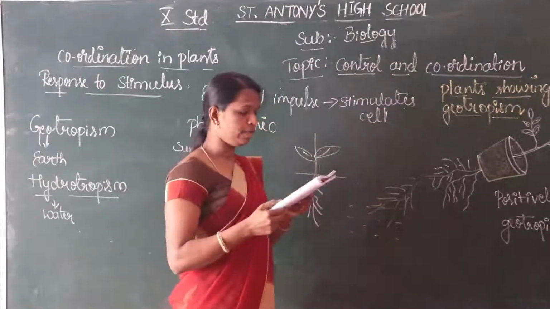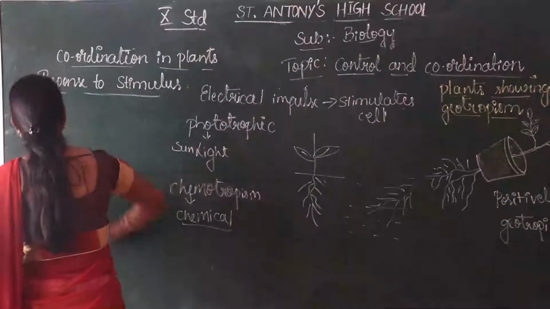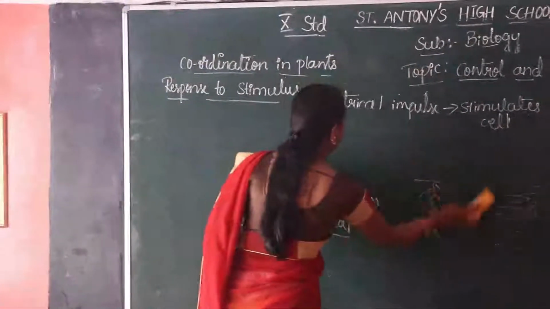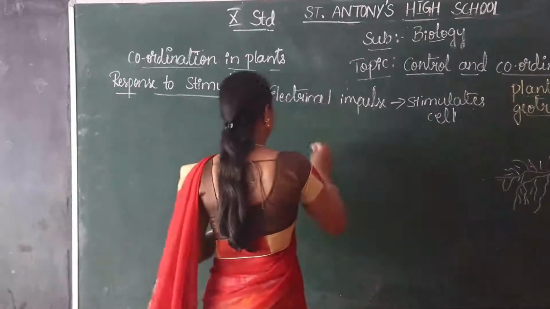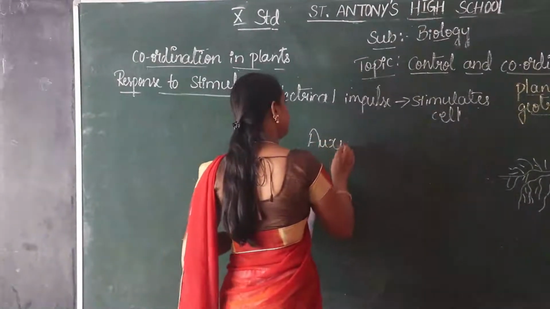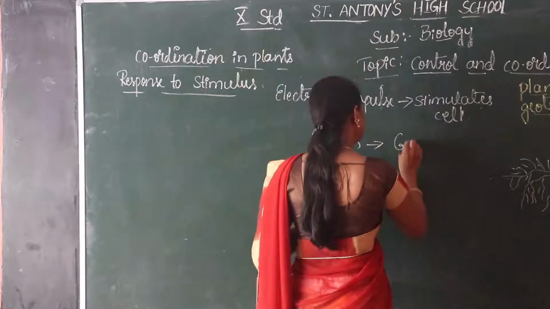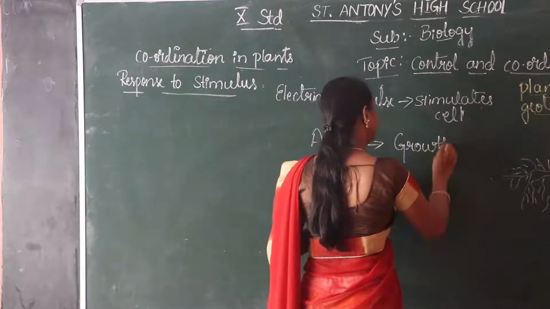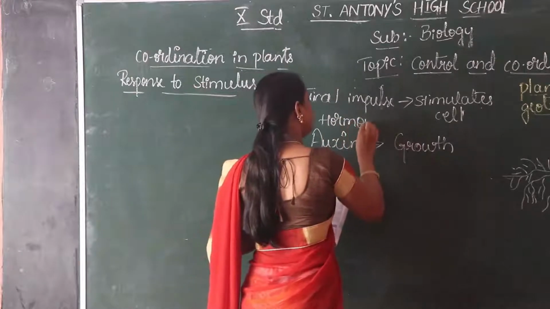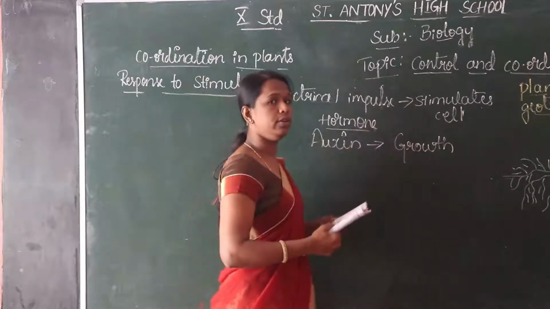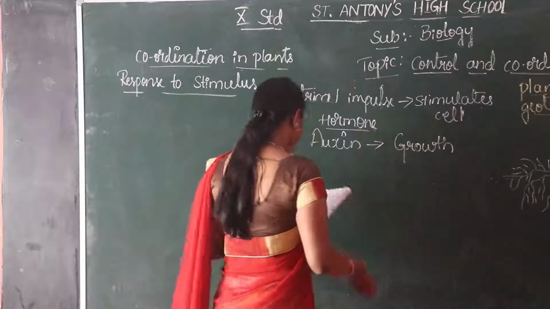Now some of the hormones which help plants to grow. I will write the name: auxins. The spelling of auxin is A-U-X-I-N, which helps growth in the plant. It is a growth hormone. Auxin is a hormone which helps plant growth. So the growth hormone is called auxins.